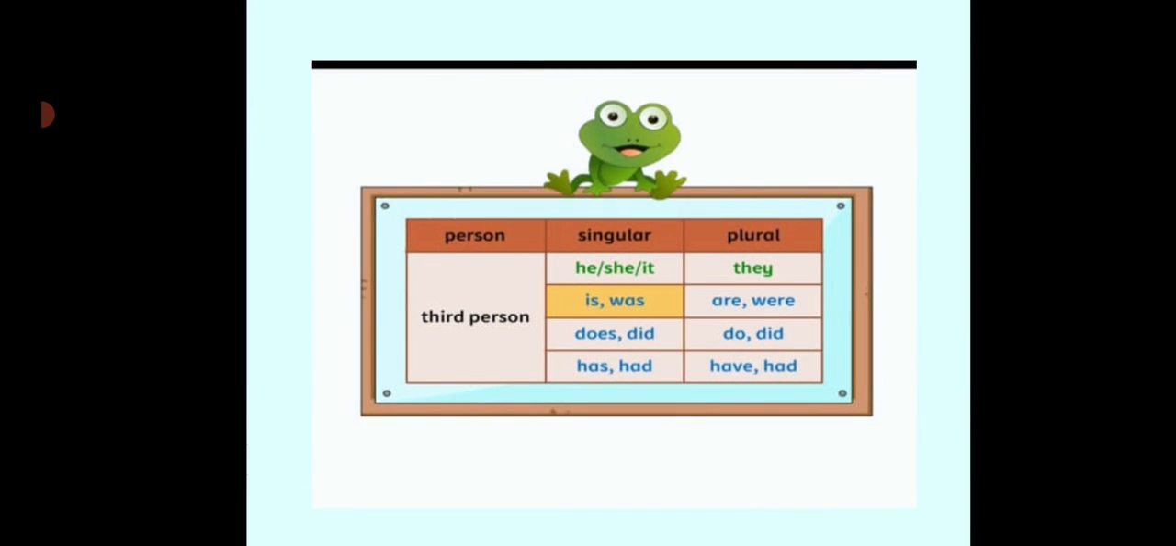Third person singular: he, she, it, and plural becomes they. So, my dear students, auxiliaries change their form according to the number and person of the subject and the tense used. For example, I am reading. What am I doing, my dear students? I am reading, or I am explaining the lesson. So this is the example. Auxiliaries change their form according to the number and person of the subject and the tense used.